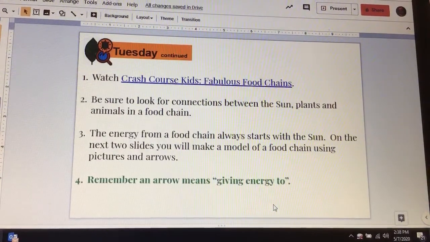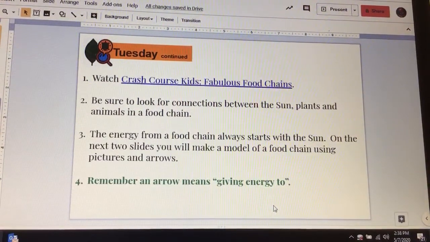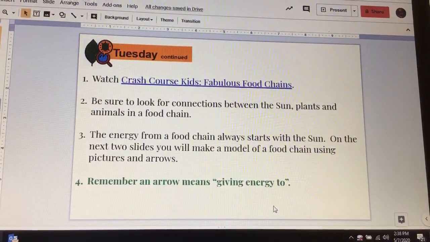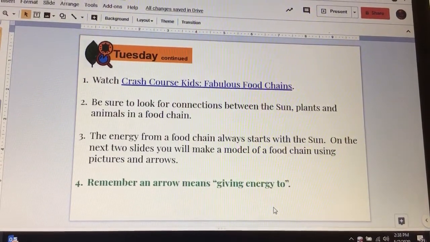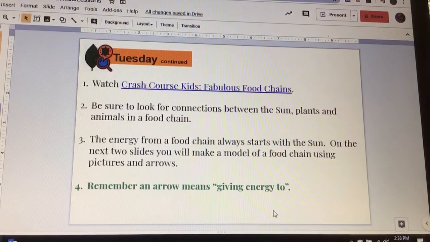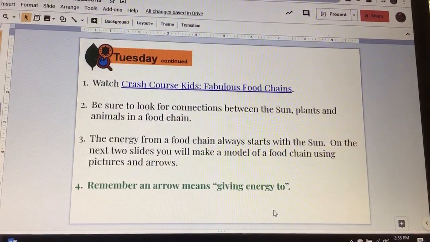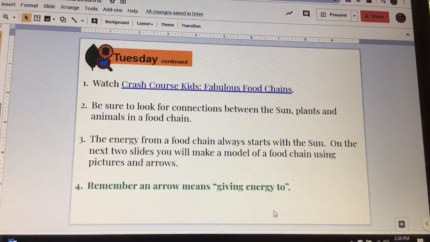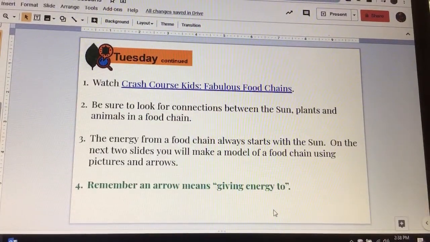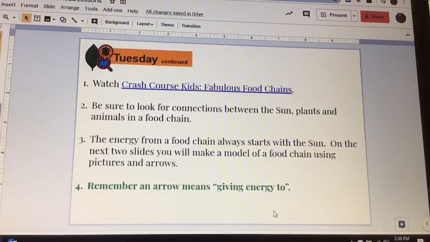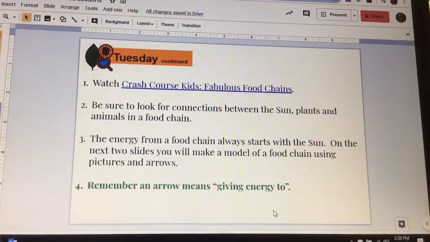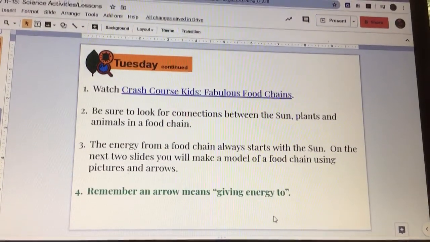Okay, on the next two slides, we're going to make a model of a food chain using pictures and arrows. Now, here's the way that you need to think of it. An arrow means giving energy to, okay? Lots of times students get confused and think the arrow means that it's eating something. So if it's an arrow from a cow to a fly, they think the cow is eating the fly, but that's not how it works, okay?